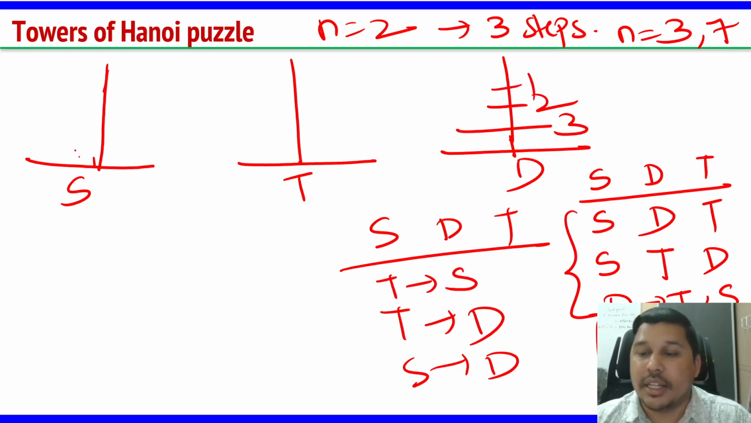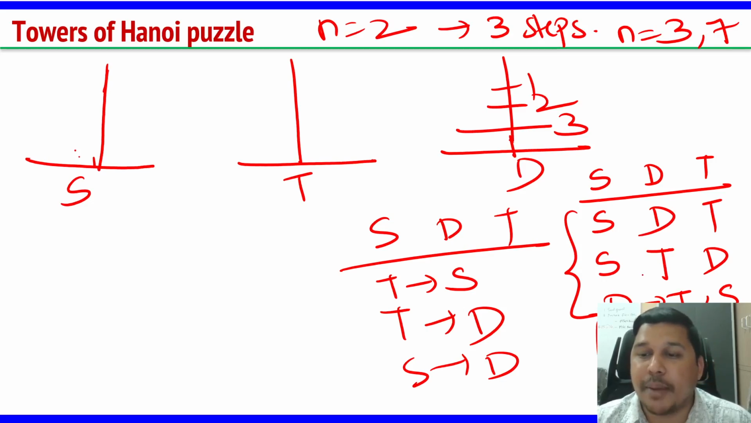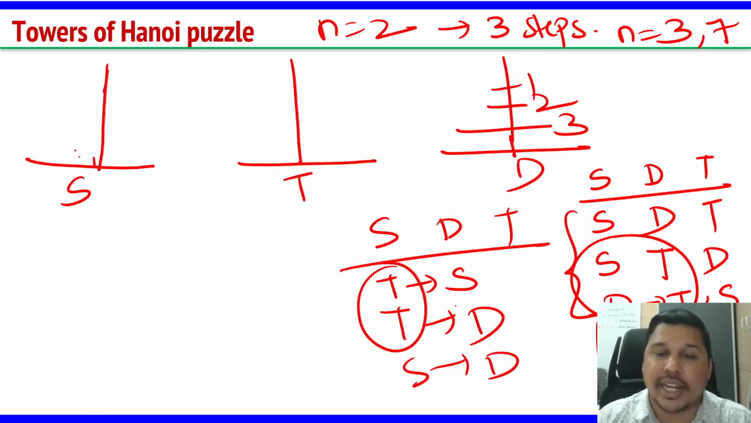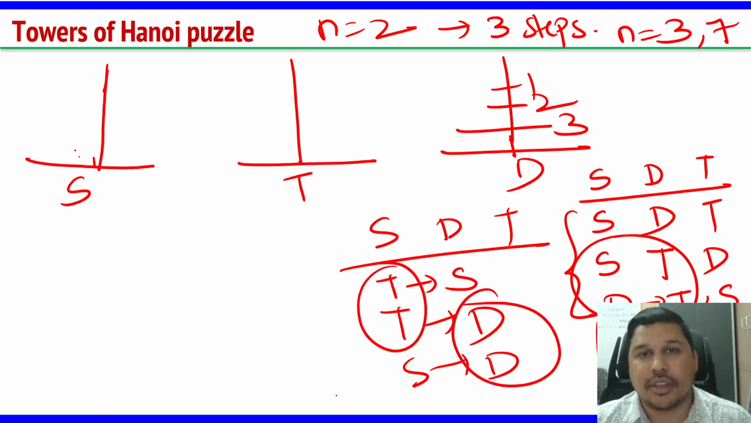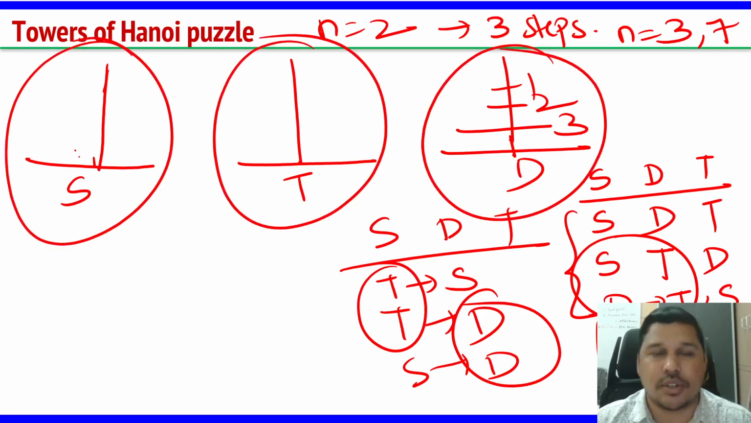So if you see, the middle step is from source to destination. In the above steps, I am moving from either of them to temporary, and from temporary I am moving it to destination. Right. So we are doing it this way. Sometimes this is your source, sometimes this is your source, and sometimes this is your source.